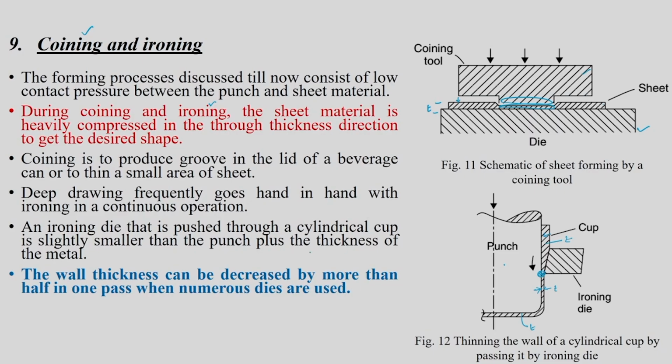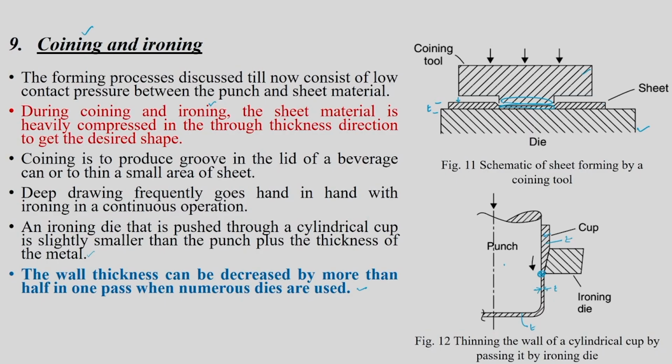So, I will say that an ironing die that is pushed through a cylindrical cup is slightly smaller than the punch plus the thickness of the metal. This is what I was telling you. The wall thickness can be decreased by more than half in one pass when numerous dies are used. So, if you want a specific cup wall thickness, then one can go for ironing operation.